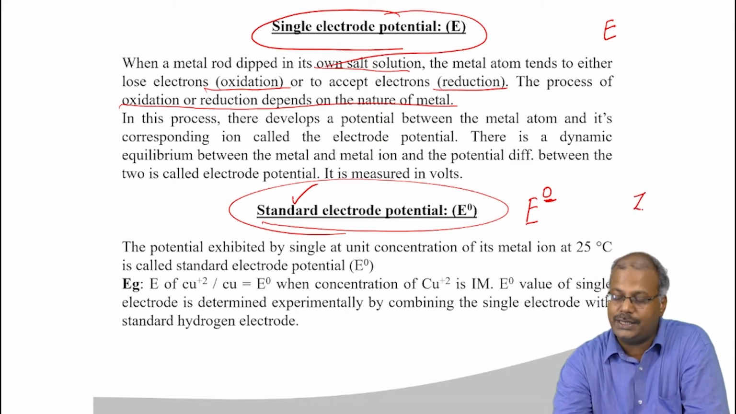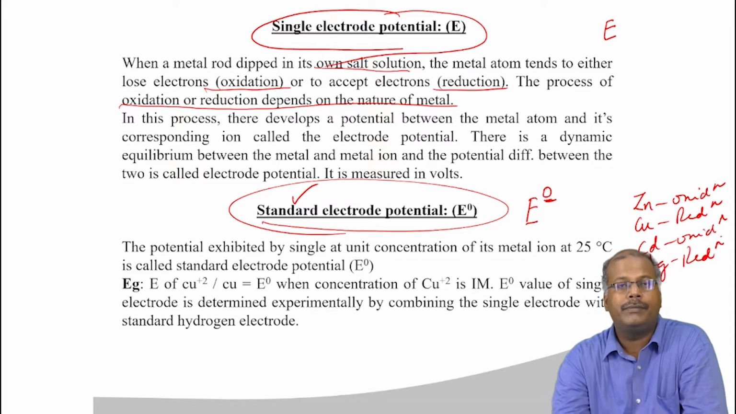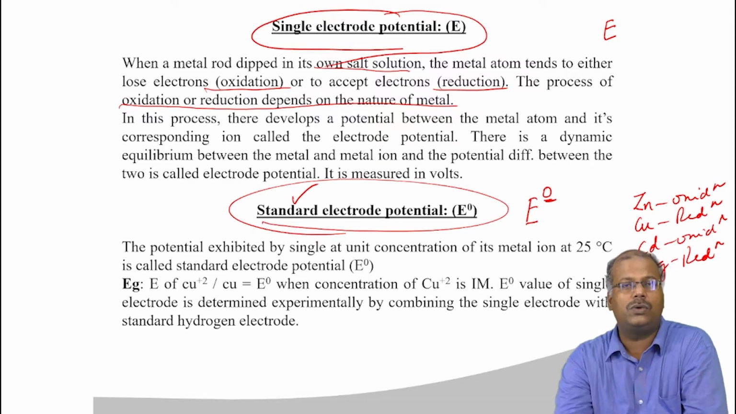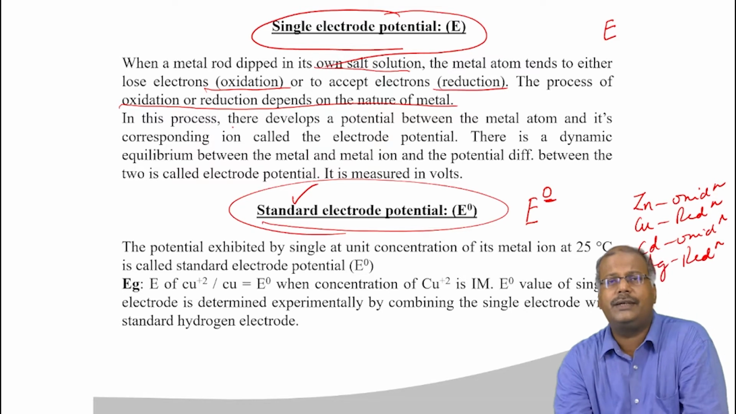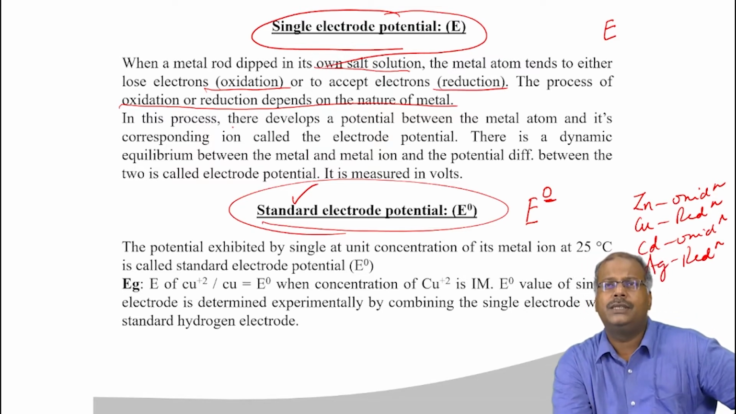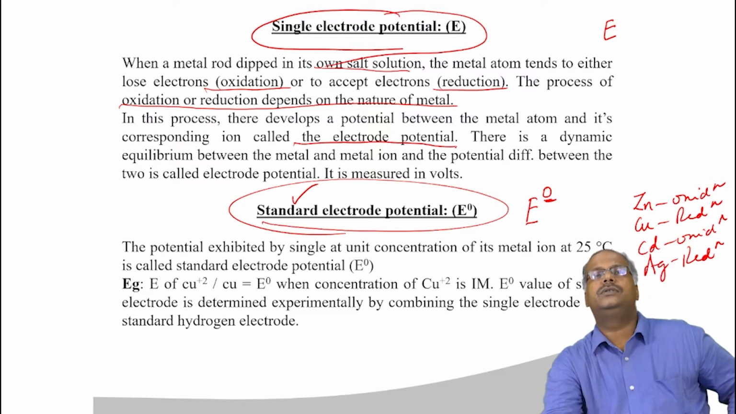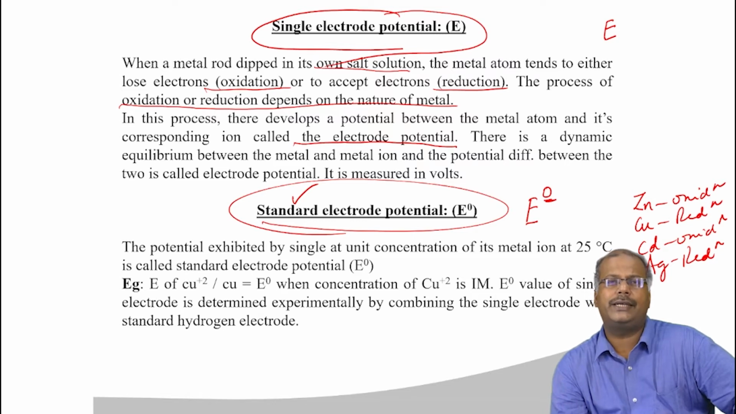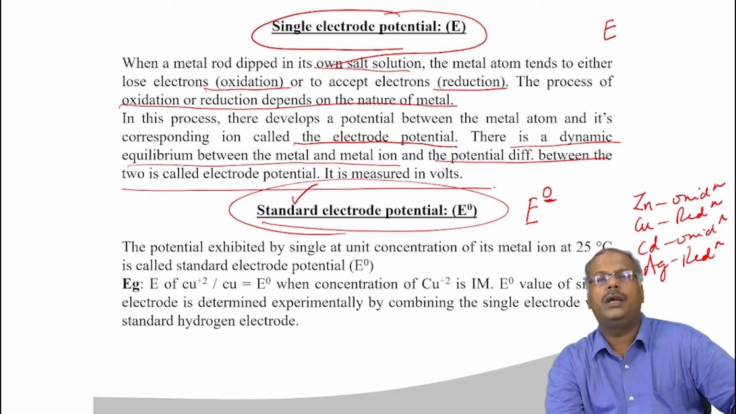For example, we have seen zinc undergoes oxidation, copper undergoes reduction, and also cadmium oxidation, Ag reduction. So it depends on the nature of the metal, whether it accepts electrons and undergoes reduction, or loses electrons and becomes the anode, undergoing oxidation. In this process, a potential difference develops between the metal atom and its corresponding ion, which is called the electrode potential. There is a dynamic equilibrium between the metal and the metal ion, and the potential difference between the two is called the electrode potential.